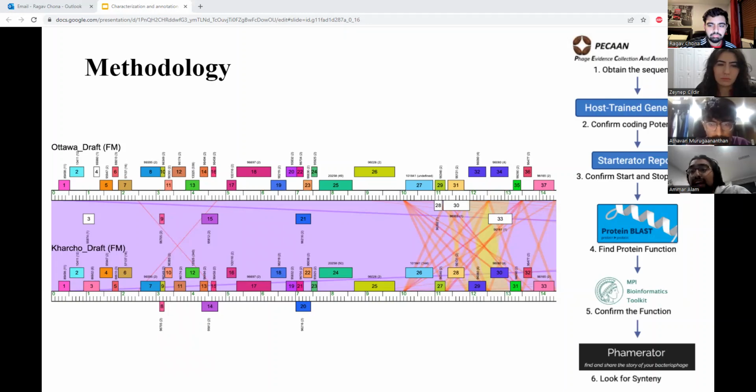In the case of most of our genes, we determined the synteny between the phages Ottawa and Karsho. A few genes, such as gene 3, which encodes a tail terminator function in Karsho, while in Ottawa encodes a minor capsid protein, were different. But for the most part, the relative gene position and functions of the genes in Ottawa and Karsho were similar.